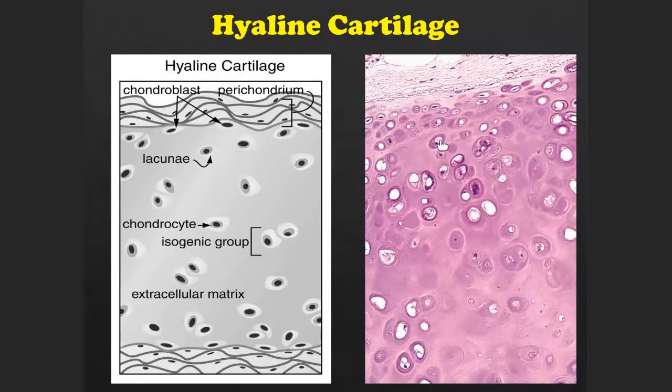Now, if you look at the diagrammatic representation, there is something written as isogenous group. What is an isogenous group? When these chondrocytes join together, they form an isogenous group. For example, this picture, the one which I am pointing to, is an example of an isogenous group. So this is how your hyaline cartilage is made up.